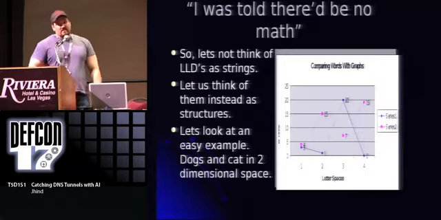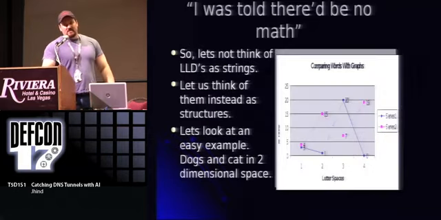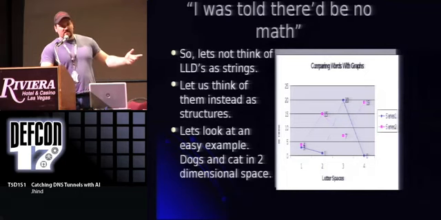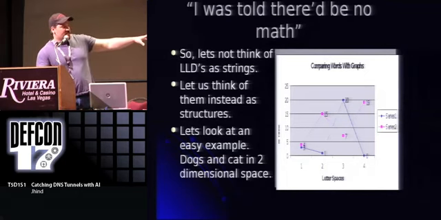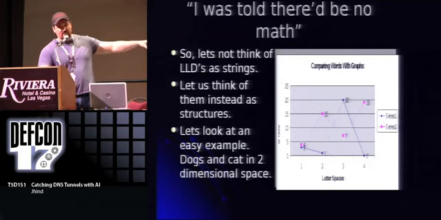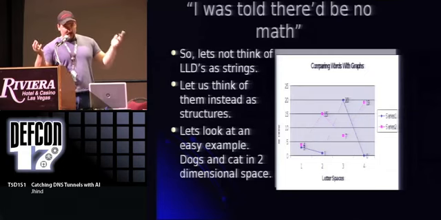So let's stop thinking of them as LLDs, let's stop thinking of them as strings, and let's start thinking of them as geometric structures. Here's a two-dimensional graph of dog and cat. You can see that they're different, and we can measure the difference between the two words. Everybody with me now? We can measure how different they are.